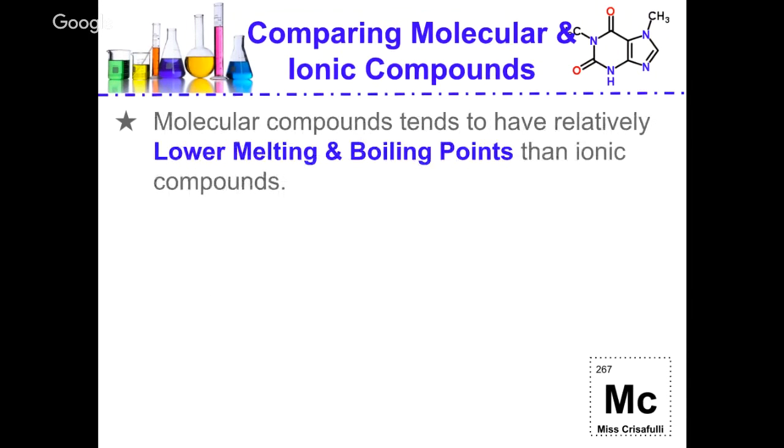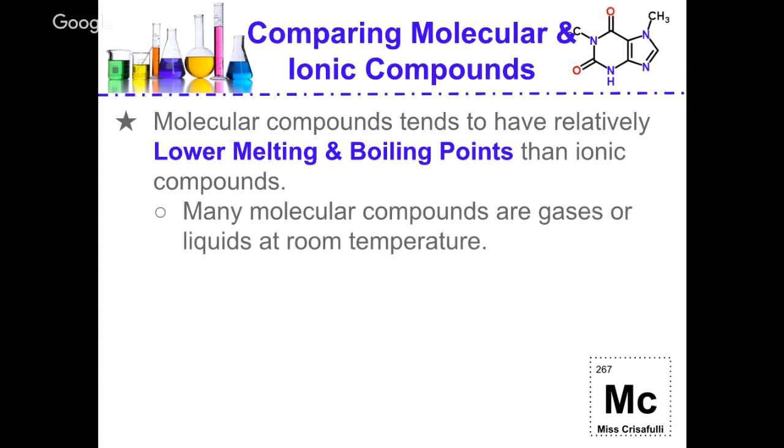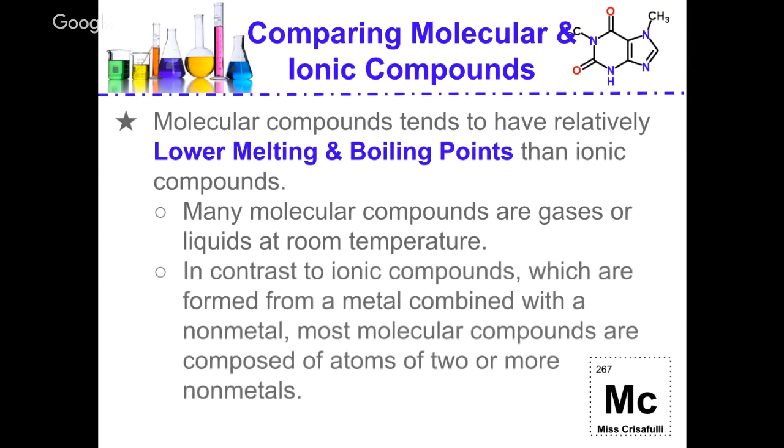Molecular compounds tend to have relatively lower melting and boiling points than ionic compounds. Many molecular compounds are gases or liquids at room temperature. And in contrast to ionic compounds, which are formed from a metal combined with a nonmetal, most molecular compounds are composed of 2 atoms or more that are only nonmetals.